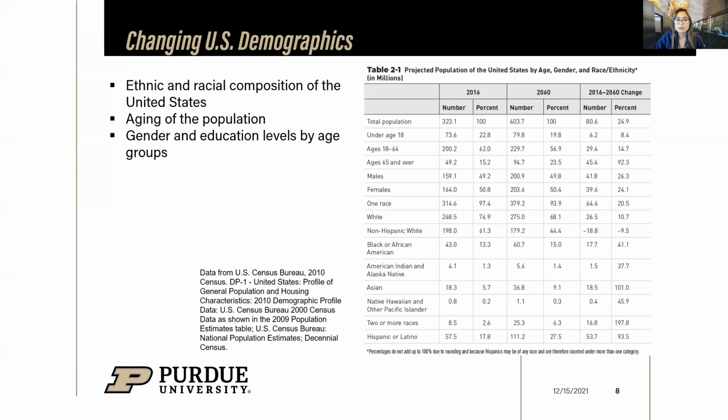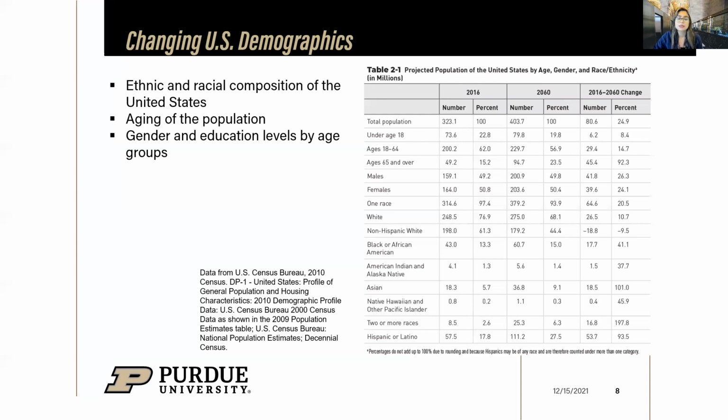In this visual, you can see that a projection is made for the population in 2060. And the major changes which are seen are in the ethnic and racial composition of the United States. I would like you to focus on the Hispanic and the Latino population at the bottom, where their percentage is changing from 17.8 to 27.5, whereas two or more races, like biracial or multiracial, is changing from 2.6 to 6.3.